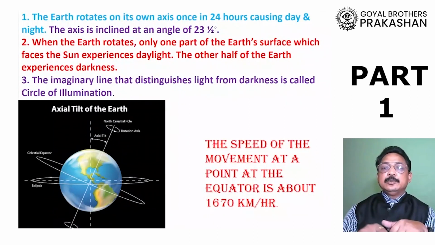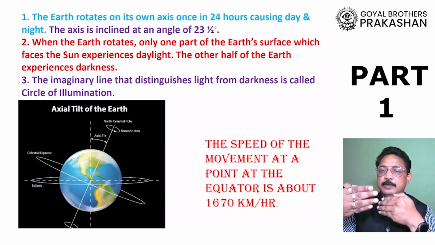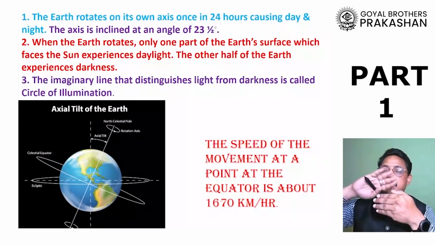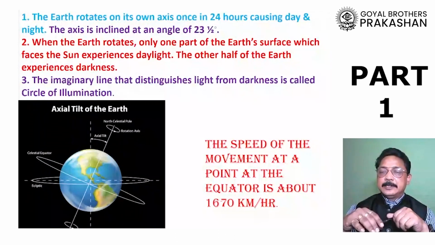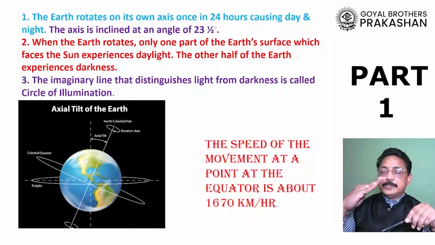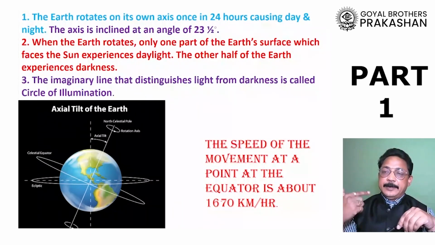Point number two, as I already told you, we find the alternate day and night cycle. So half of the earth will always be in light and half of the earth will always be in darkness. That will happen on most parts, but not in the polar regions. Polar regions will have 6 months of daylight and 6 months of night. Why that will happen, I will explain separately.